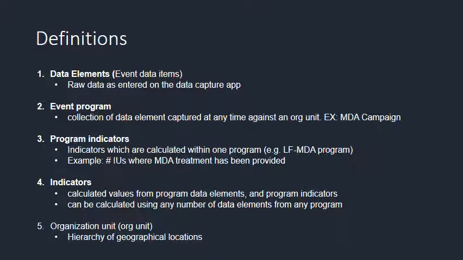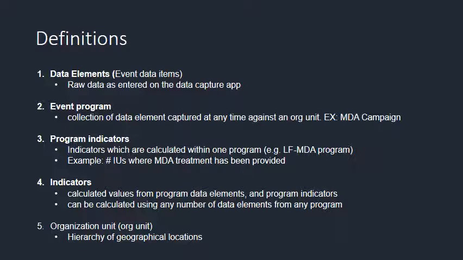Then there are general indicators, and these are values which are calculated from program data elements or program indicators across different programs. So in this case, an indicator could combine information which is collected in an LF MBA with indicators which are collected in an Onco MBA, for example. So you can combine the data elements which are collected via various programs into a single indicator.